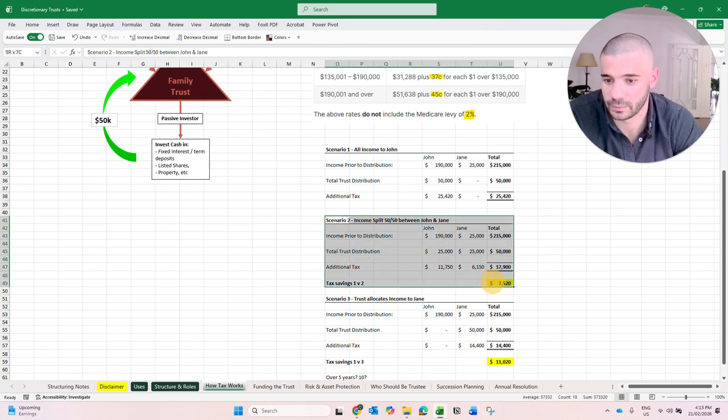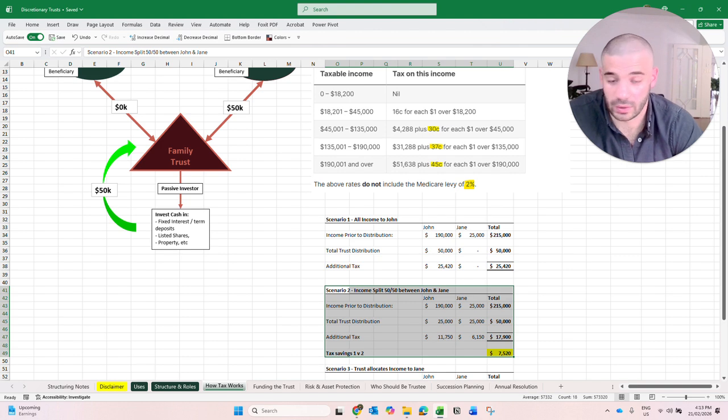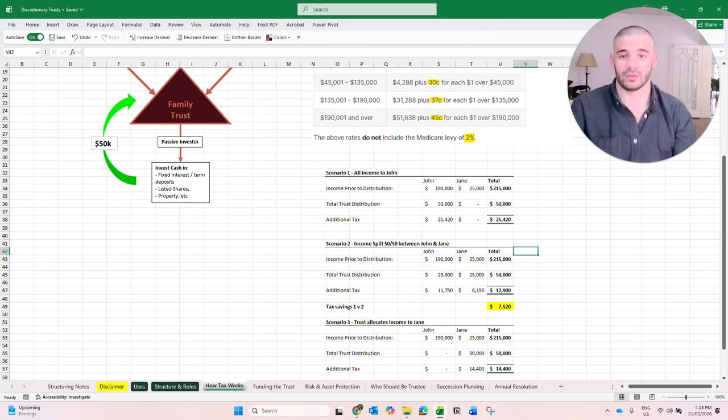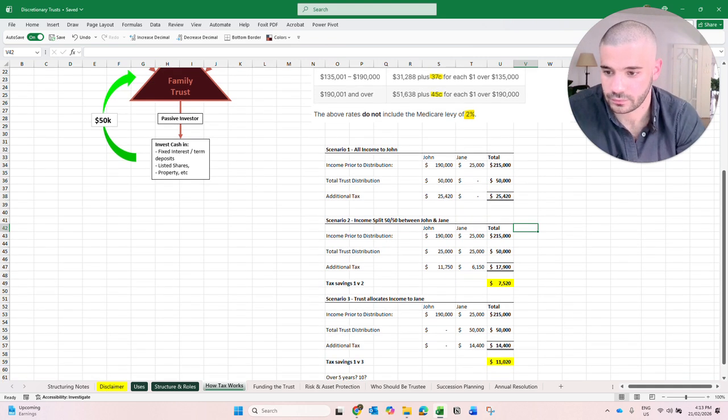Now scenario 2, this could just be a 50-50% split between John and Jane, and you might just do that by investing the funds in joint names, and you could do that without a trust. Okay, so a basic example would be if you had a term deposit and you were both account holders on that term deposit, you would both get taxed on half of the interest each.